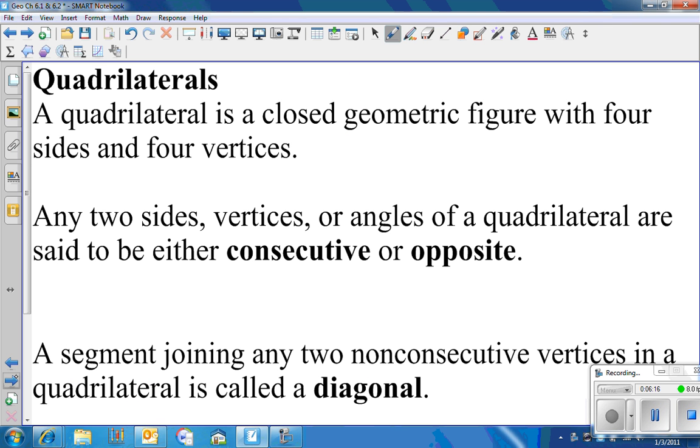Quadrilaterals. A quadrilateral is a closed geometric figure with 4 sides and 4 vertices. Any 2 sides, vertices, or angles of a quadrilateral are said to be consecutive or opposite of each other. Okay? So, for example, if I was looking at this point here, A, well, consecutive vertices would be B and D. Opposite vertex would be C. Consecutive sides would be AB and AD. But the opposite side of AB would be the one across from it, CD.